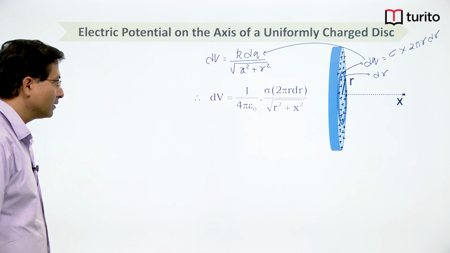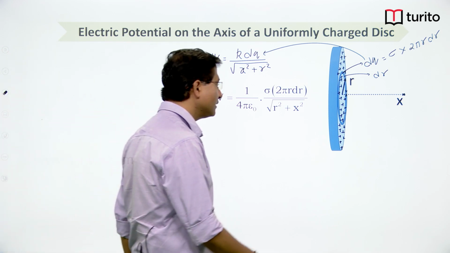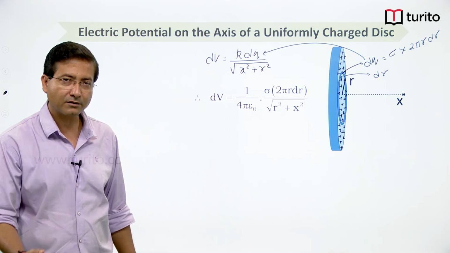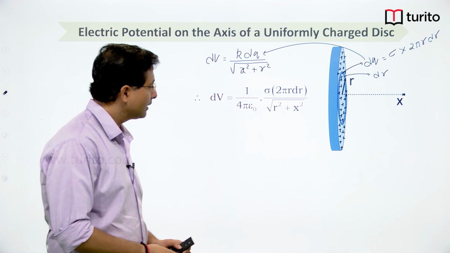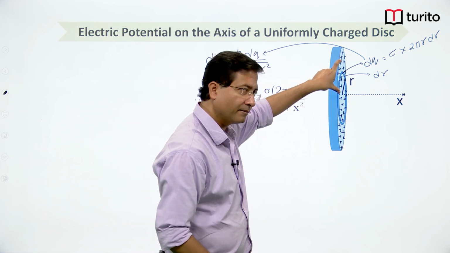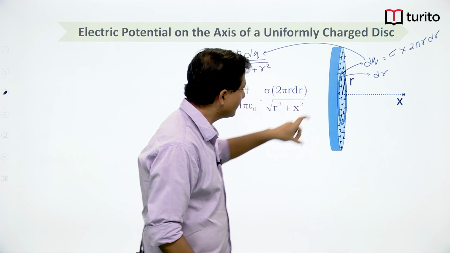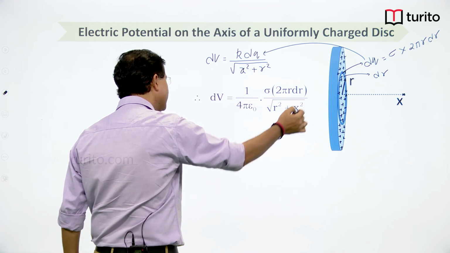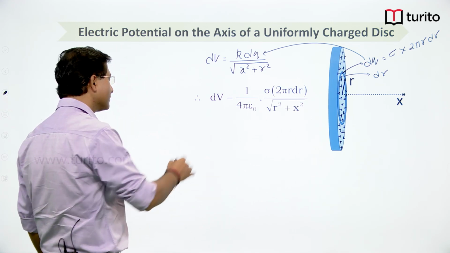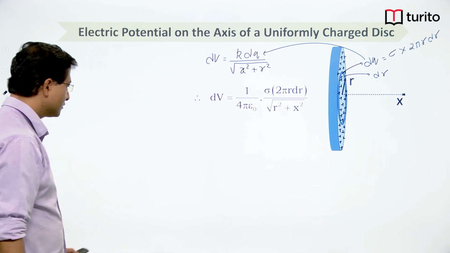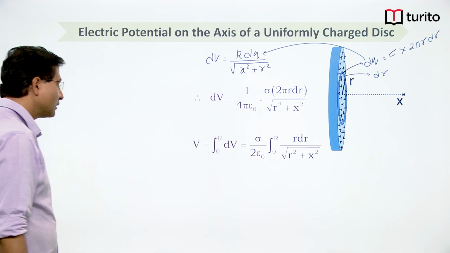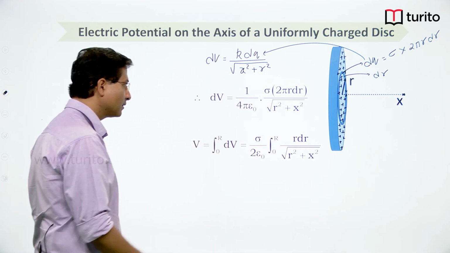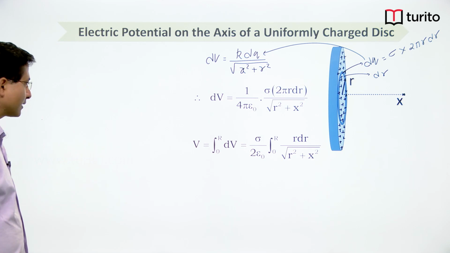Now, at a fixed point, at distance x, I want to find out the field. That is a fixed point, and due to rings of different radii, that means r is variable. So, the only variable is r, there is only one variable in the expression. I can integrate this one. So, taking all the constants out, I can integrate this, r dr divided by r square plus x square, right.